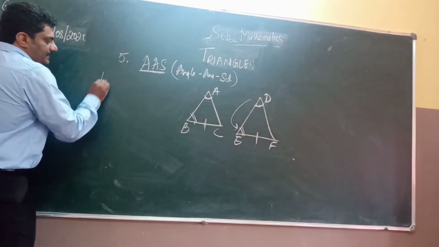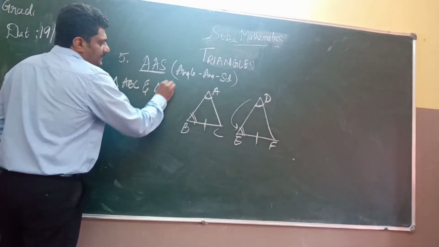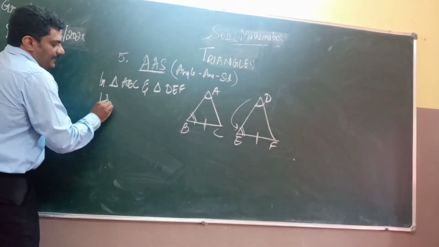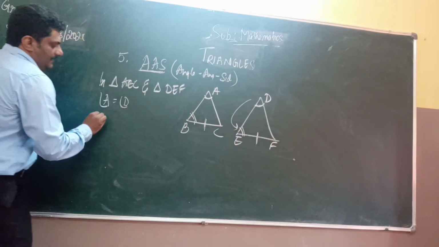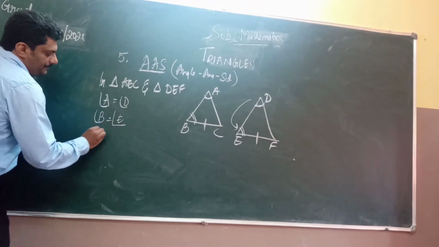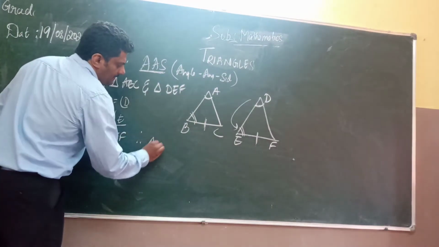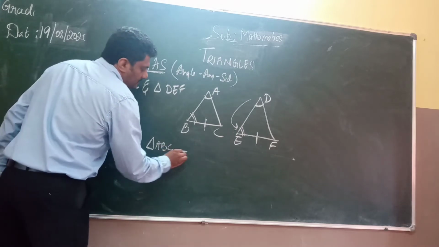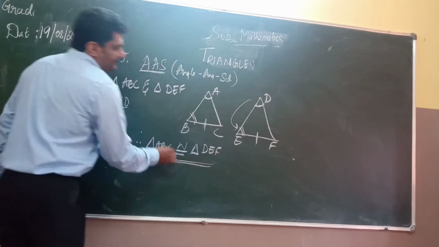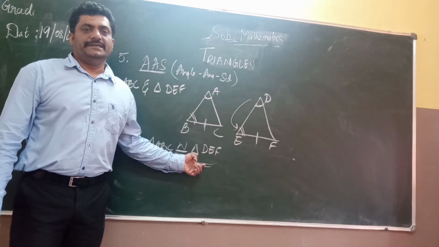So in triangle ABC and triangle DEF, if angle A is equal to angle D, angle B is equal to angle E, and BC is equal to EF, therefore triangle ABC is congruent to triangle DEF. Okay? Triangle ABC is congruent to triangle DEF.